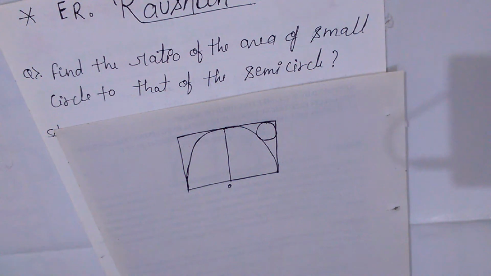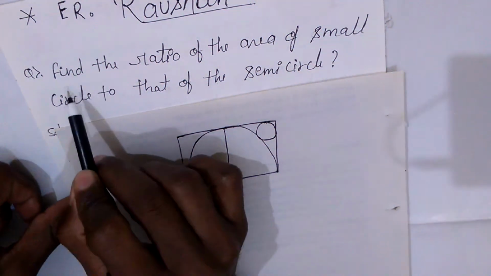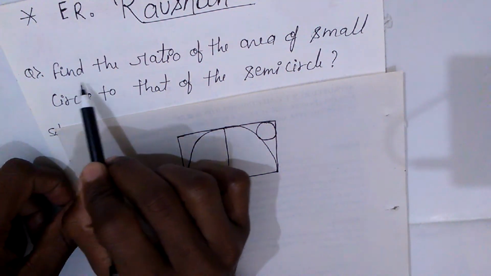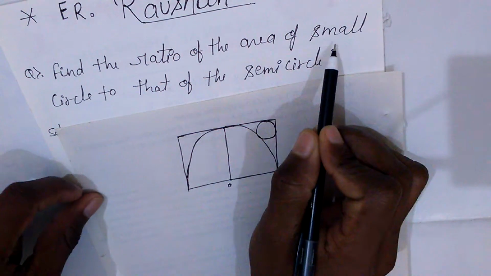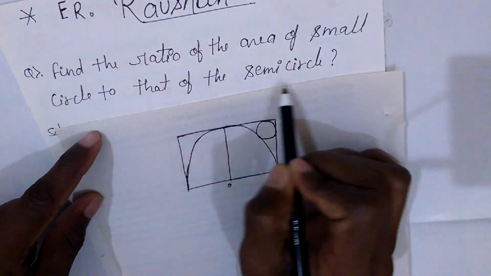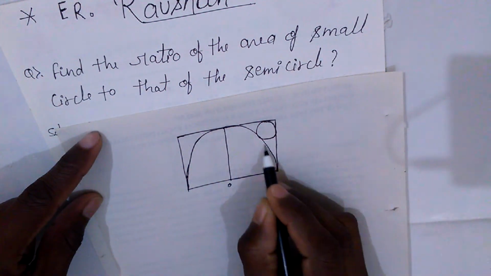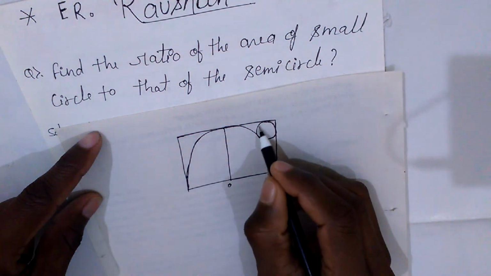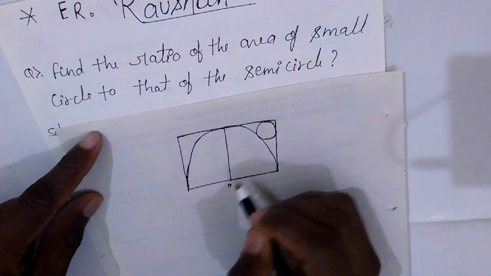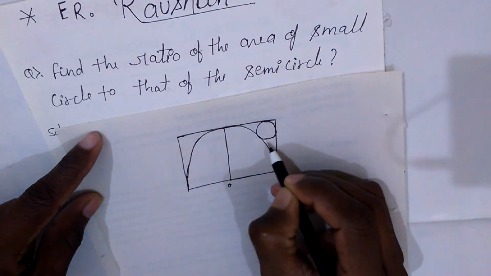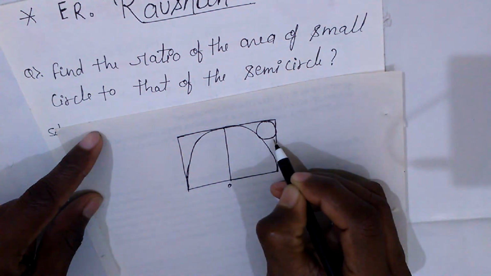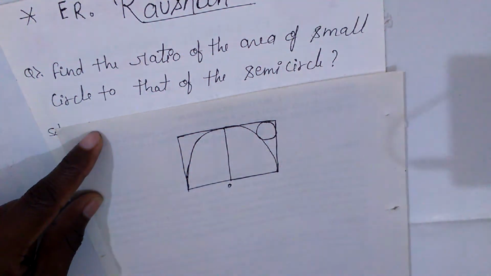So next topic related to geometry. In front of you, you look here. The question is: find the ratio of the area of a small circle to that of the semicircle. That means this is a semicircle and this is a small circle. Then we find out area of a small circle divided by this semicircle.